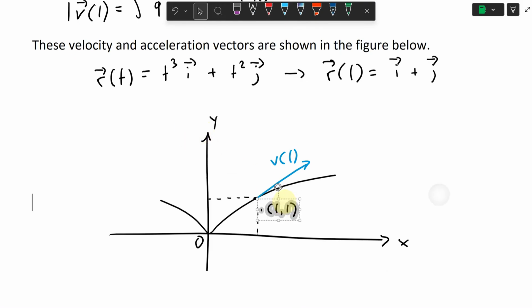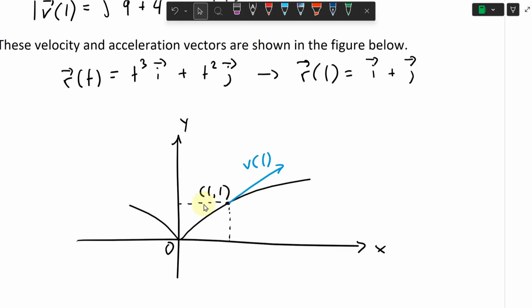Move this down like that. And actually I moved that above there, so move it over there. So now to draw in the red one, it's going to be flatter, so it's going to be something like that. And this is going to be our a of 1. And this is going to be a vector.